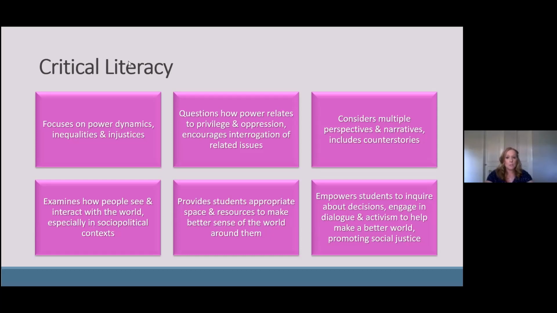But it ultimately empowers students to inquire about decisions. So why did certain things happen? So for example, if we're thinking about the Capitol and the language we're using is an insurrection, but it's not necessarily a protest or a riot, what is the difference in the language there? And getting them to inquire about that decision of language to call it an insurrection. And getting them to think about, how do we make the world a better, more just place?